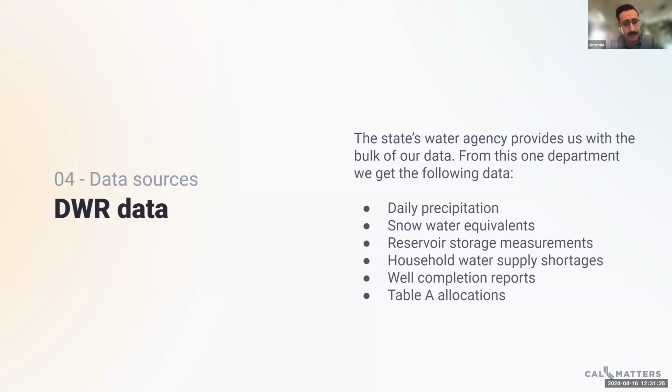And I didn't know this beforehand, so if you don't know this either, no worries. But table A is basically how much do the major water users get from the California Water Project. So that's basically the output of the canal system or the aqueduct system.